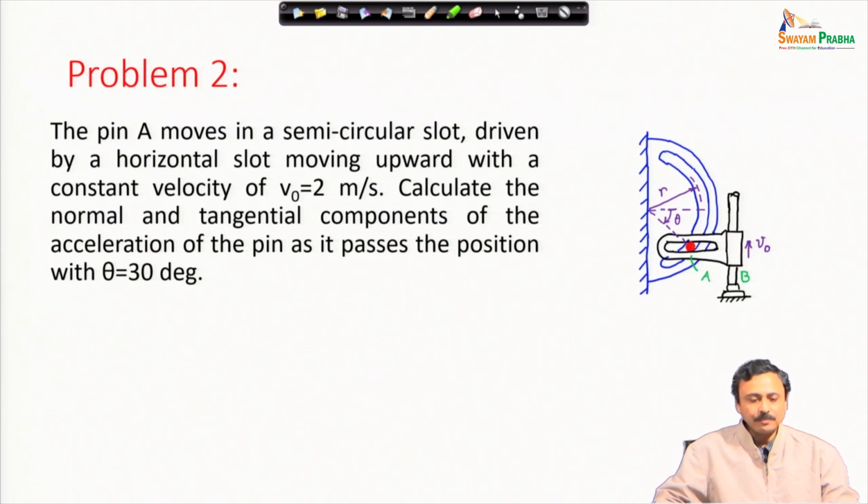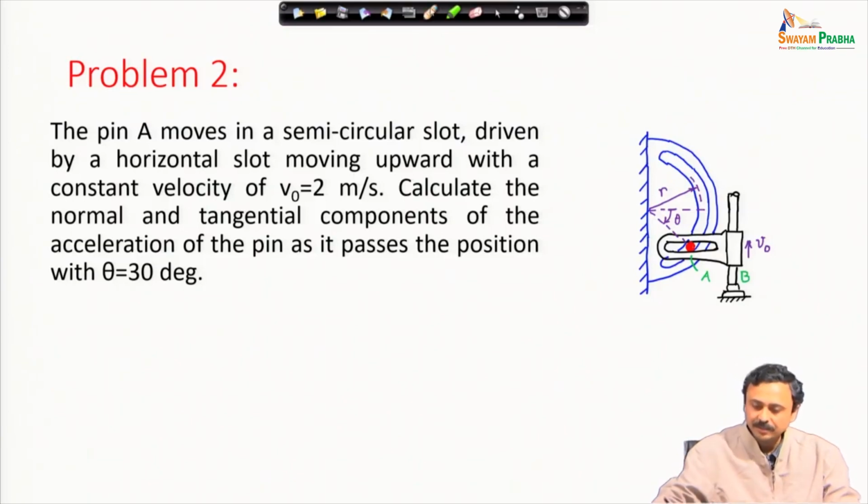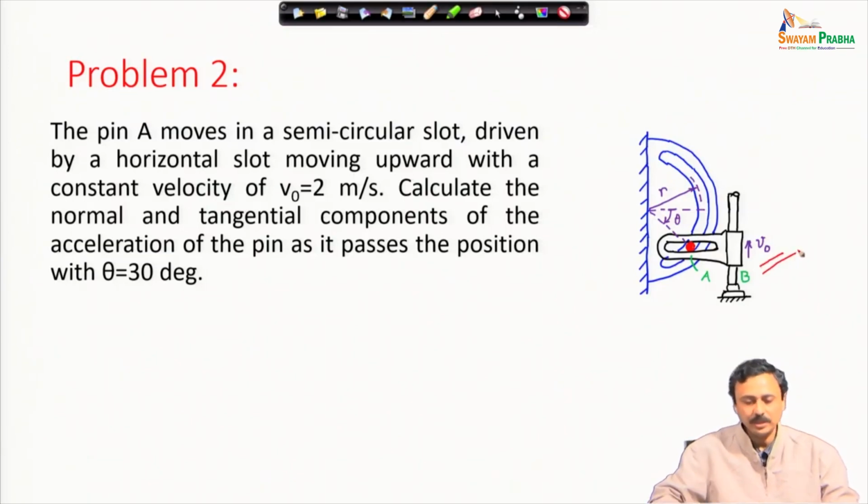Let us look at a problem. The pin A, as shown in red in the figure, moves in a semicircular slot driven by a horizontal slot moving upward with a constant velocity v naught equal to 2 meter per second. Here you can see it is moving, this horizontal slot is moving at a constant velocity upwards. Calculate the normal and tangential components of the acceleration of the pin as it passes the position θ equal to 30 degree. You should note how θ has been defined.